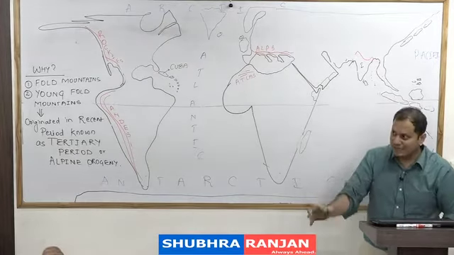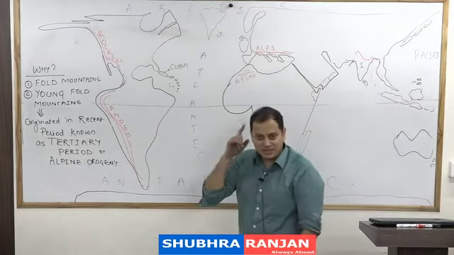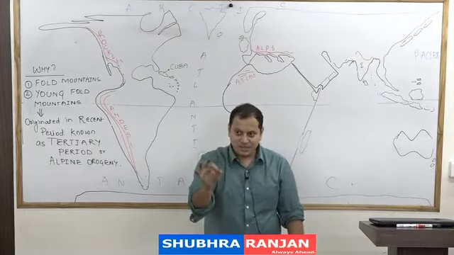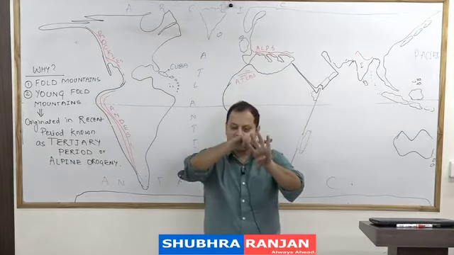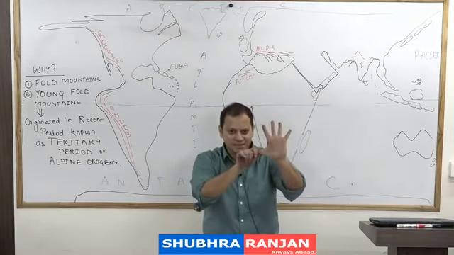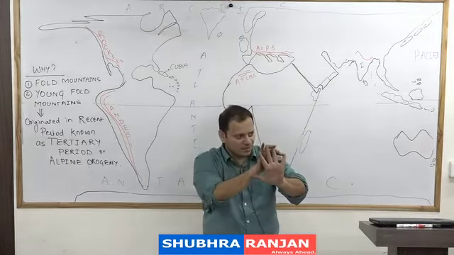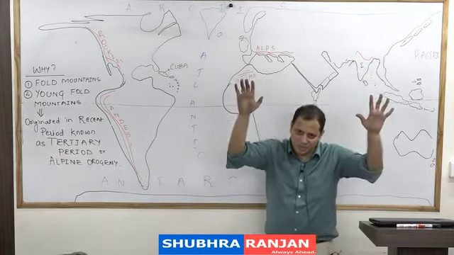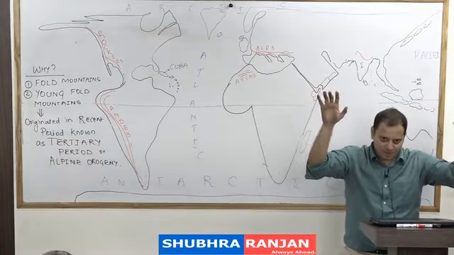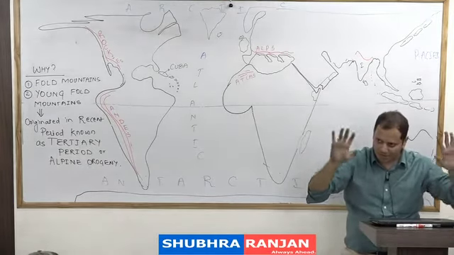So whenever you go to the preliminary examination, just remember one simple thing: Rockies, Andes, Atlas, Alps and Himalayas, these are all cousins. Why? Because they originated in the same period, and as a result their height is very high over the period of time. Got it?